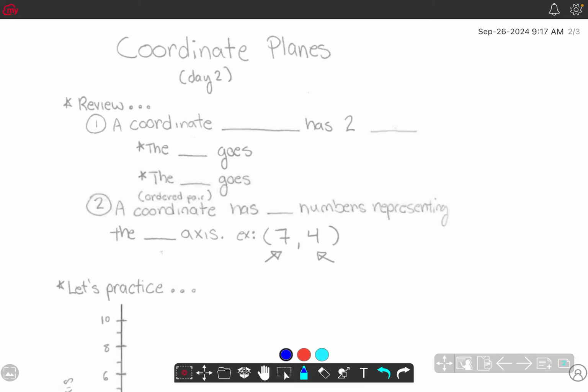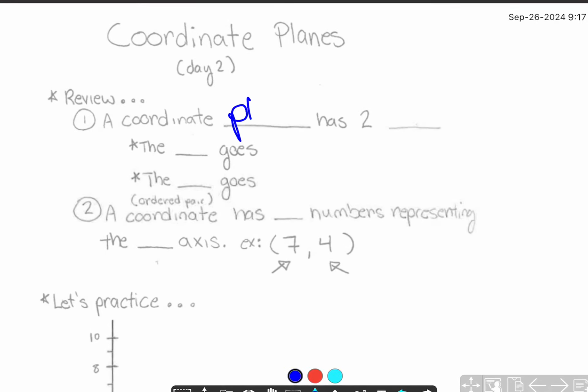Today we're going to discuss coordinate planes. We talked about them a little bit during the last lesson because we talked about coordinate points, but today we're going to talk about coordinate planes and what they look like. Now, coordinate planes go two ways. You have one arrow going this way and one arrow going this way, and these two things here and here are called axes.